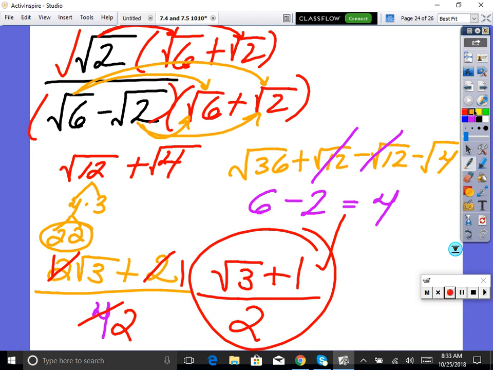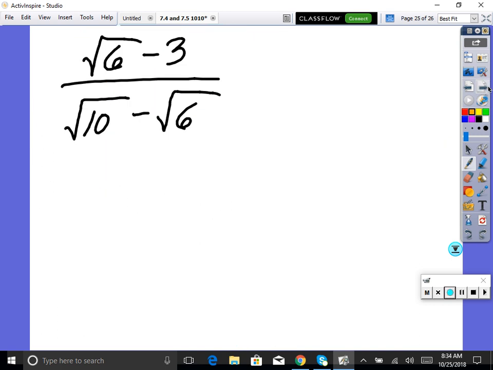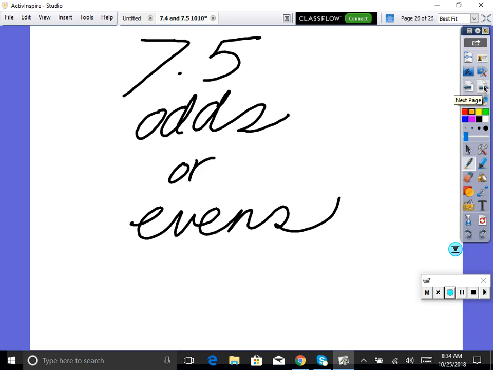Would it be appropriate, guys, to divide out these root 2's? Sure. No, because I'd be dividing across a subtraction sign. Can't do it. Okay, I think we have a picture, so I think we're good. Don't you agree? Okay, awesome. Okay, so do 7.5 odds or evens go. I would go practice these ones right now. These ones are probably a little bit harder than the last ones.